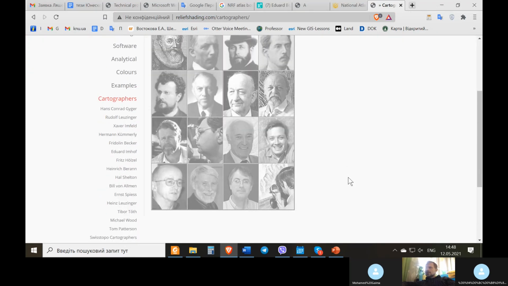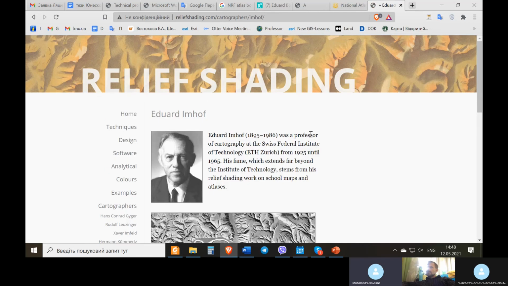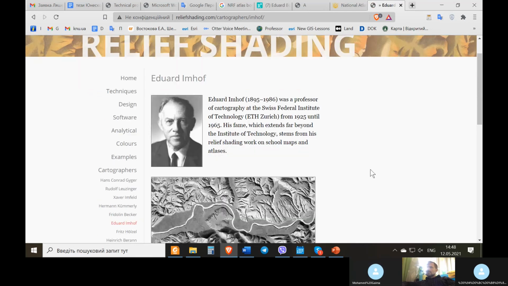Here, Edward Imhoff was professor of cartography at the Swiss Federal Institute of Technology in Zurich from 1925 until 1965. His fame extends far beyond the Institute of Technology, and stems from his relief shading work on school maps and atlases.